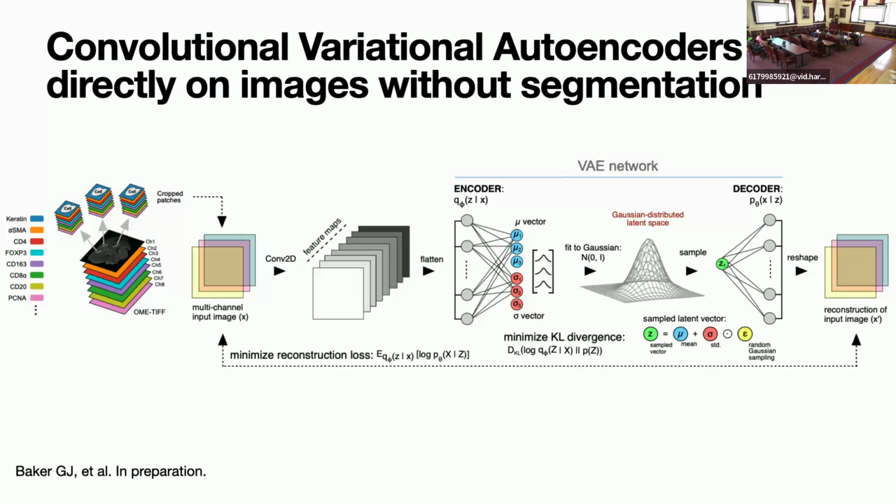And the training process of this network minimizes the reconstruction loss between the input and the output images that are produced by the trained network, with the constraint that this latent space is Gaussian distributed. That has a lot of cool properties.